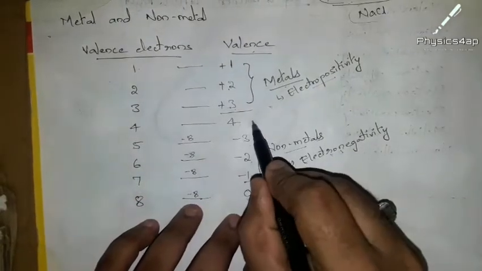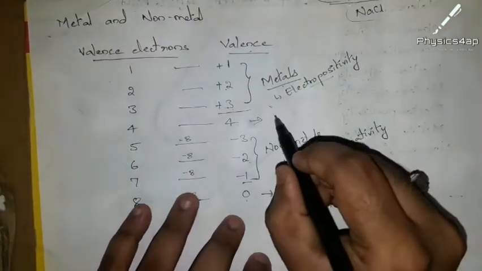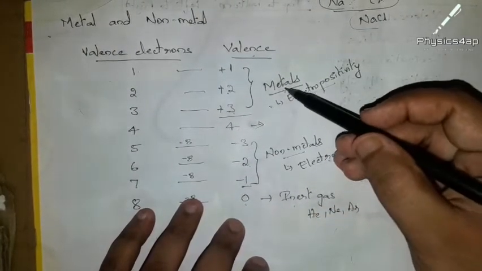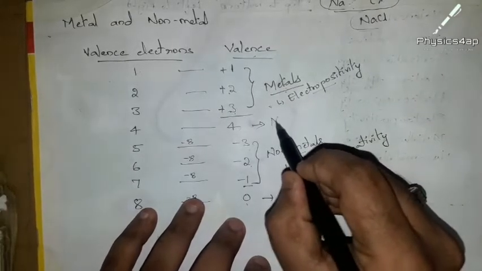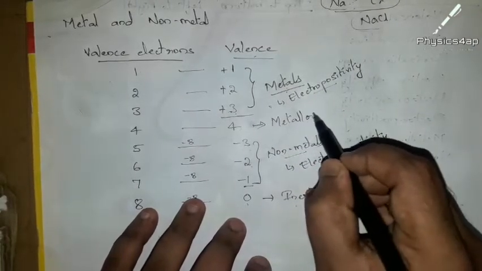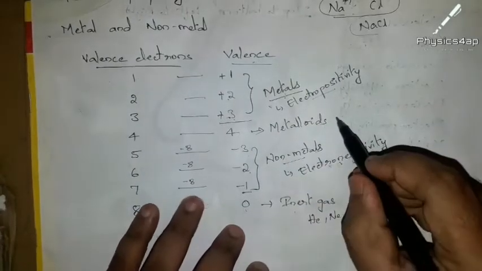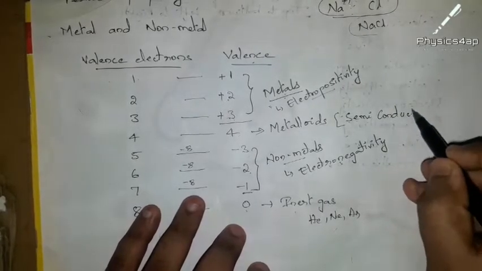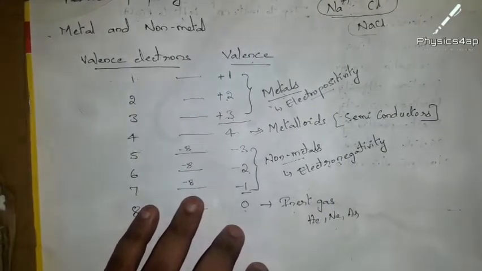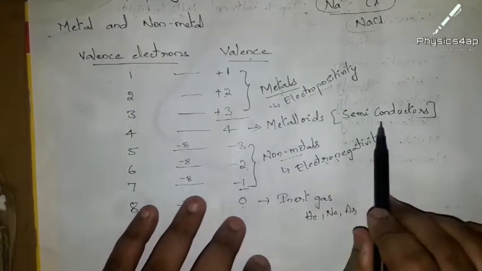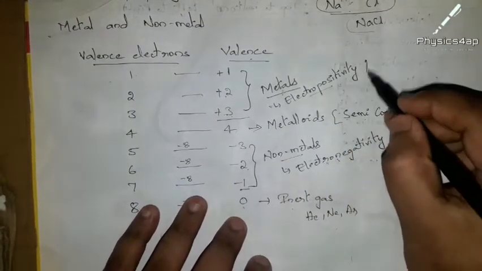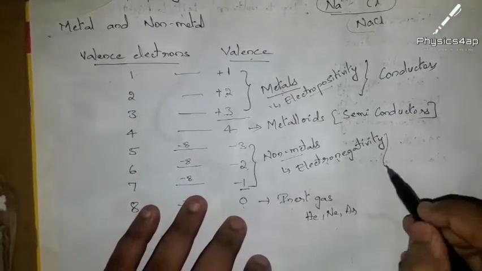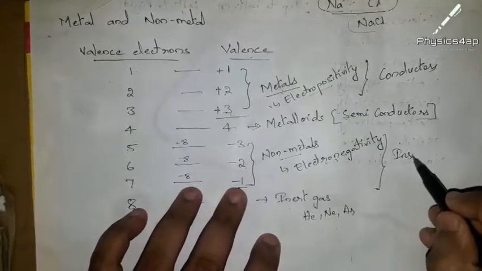Here in the middle we have the valency of plus 4. It has the properties of both metals and non-metals combined, and these are called metalloids. Another name for metalloids is semiconductors, like silicon and germanium. The metals are also called conductors, and the non-metals are called insulators.